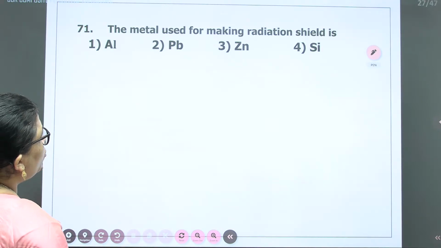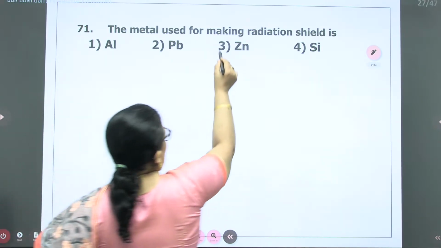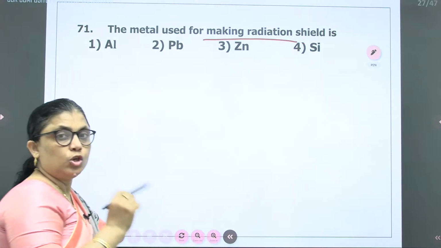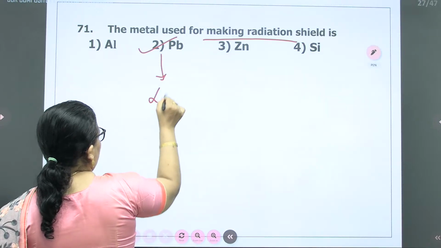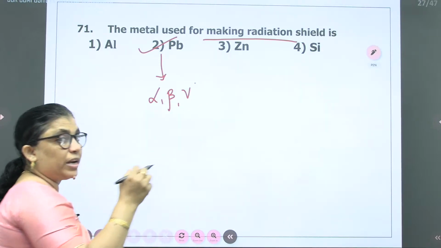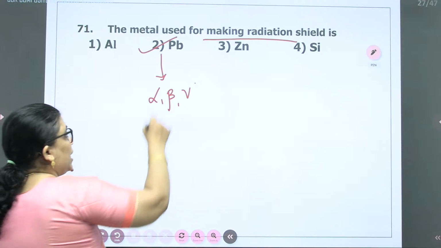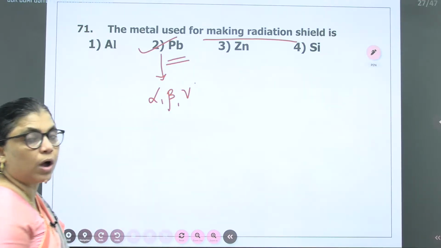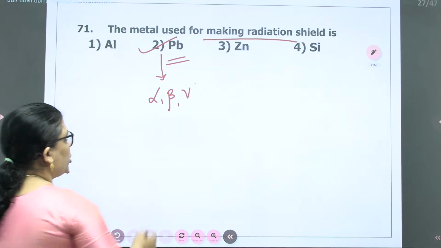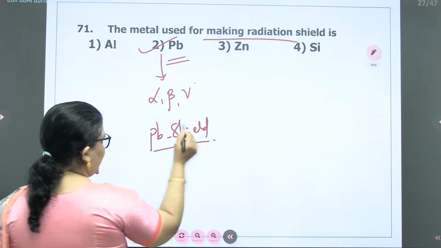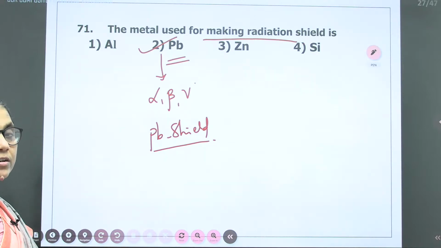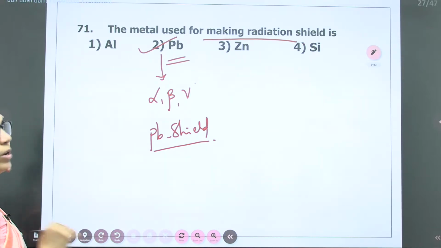71. The metal used for making a radiation shield. Usually the metal used will be lead. Lead doesn't allow the radiation, which may be alpha, beta, and gamma, the harmful radiation, to come in contact. That's why they use a lead shield. In many operations they use a lead shield, which doesn't allow harmful radiation to reach. That's why for question number 71, the correct answer is the second option.